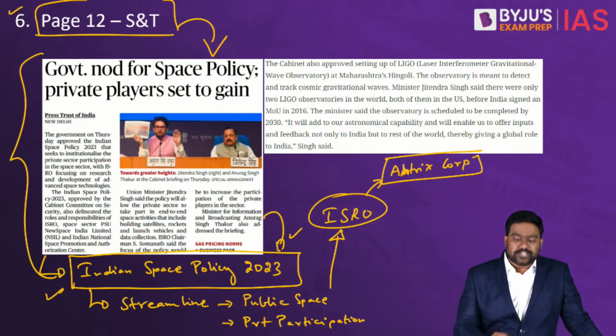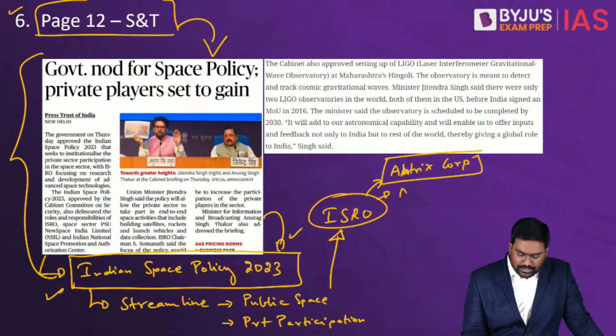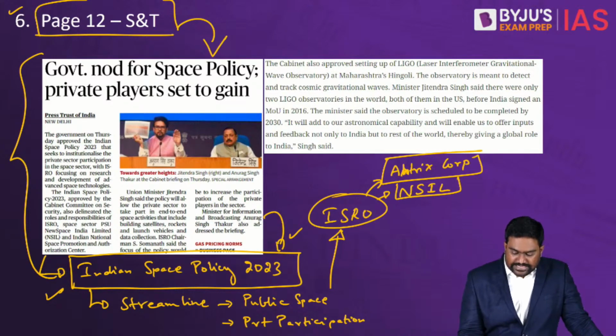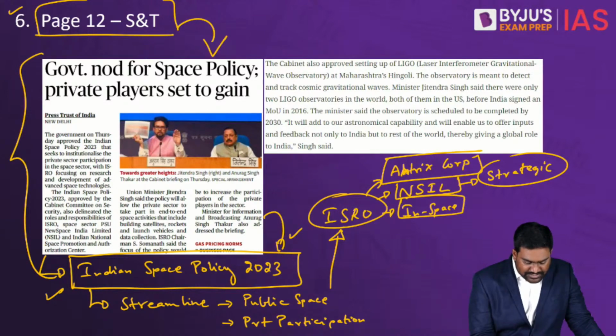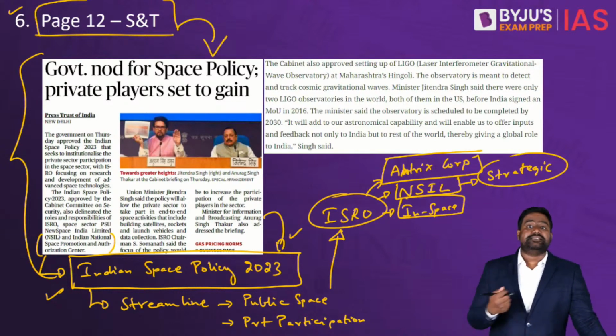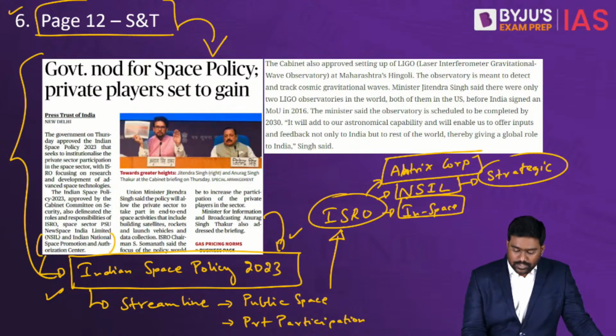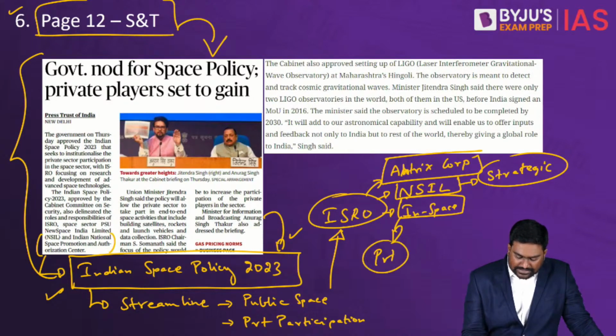And two new entities have been set up, two public sector units. One is New Space India Limited, NSIL. NSIL focuses on strategic activities in the space domain. And IN-SPACe, which stands for Indian National Space Promotion and Authorization Center, is another public sector unit of the Department of Space, which is looking to promote private participation in our space activities.